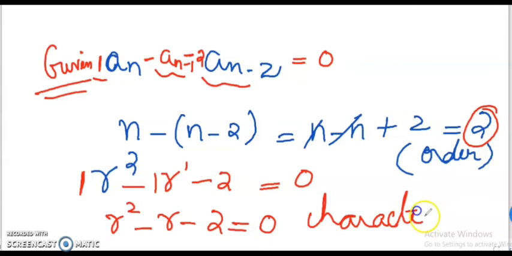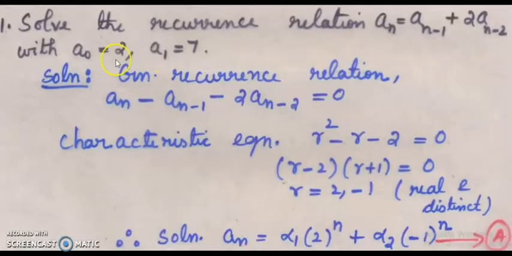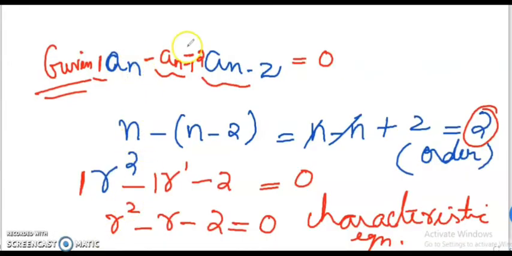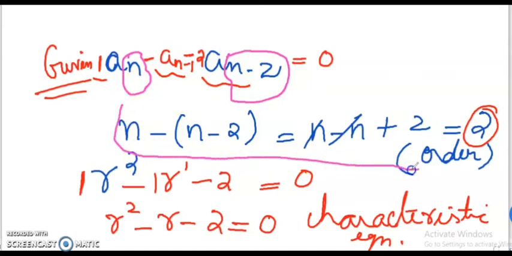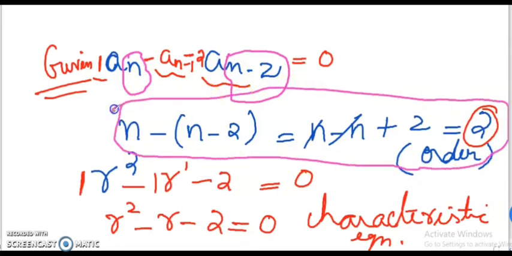So you should know how to form the characteristic equation first. How to form it? First you consider the given equation. What is the given equation? a_n minus a_{n-1} minus 2a_{n-2}. Find out the order of this equation. How will you find the order? Order can be taken as the highest suffix minus the suffix of the lowest term, n minus (n minus 2), which is 2. So here the order is 2. Once you get the order as 2, you can start with 2.